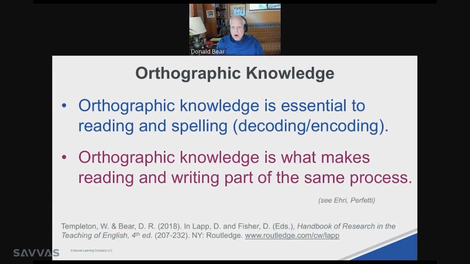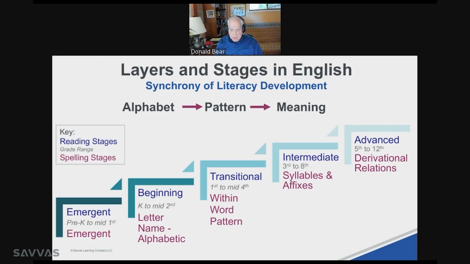So this is the term. I'm an orthographer, as you can see in back, but this is the term that combines reading and writing and phonics and morphology. And so Ehri talks a lot about this, and Mottes and Perfetti. We write a lot about it, as you can see at the bottom of the slide, and there's a link to this. Orthographic knowledge is essential to reading and writing, and it's what makes reading and writing part of the same process. And this is the developmental model that I've spent my entire career working on.